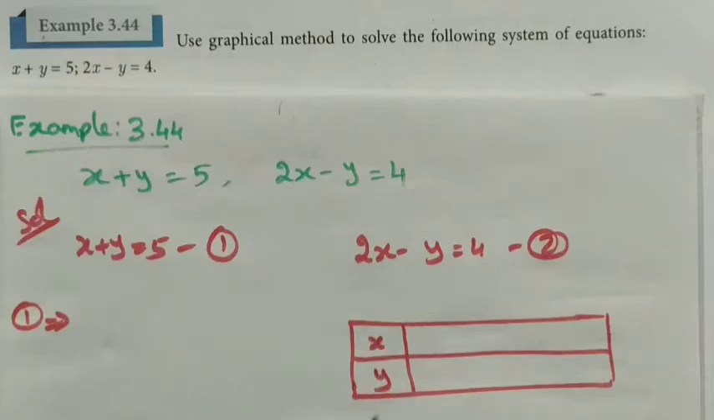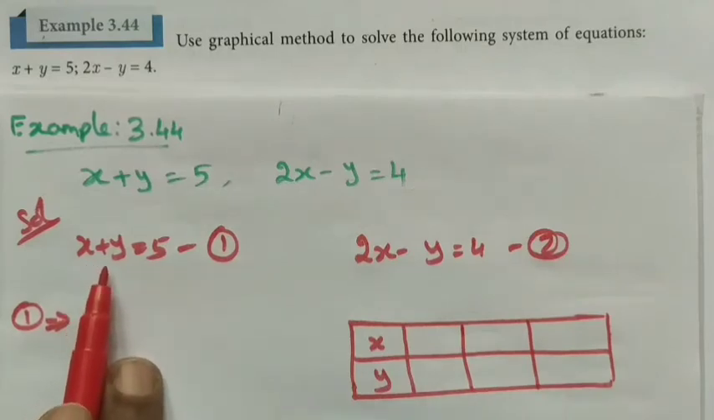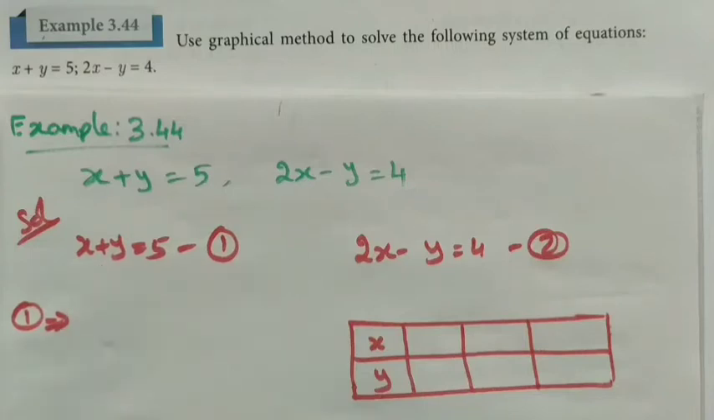In tabular form, let me take x and y. Surely it is a linear equation, so we get a straight line in a graph. To draw a straight line, only 2 points are enough, right? Let's check it. Here, first we take x equal to 0, x equal to 1, and x equal to 2.